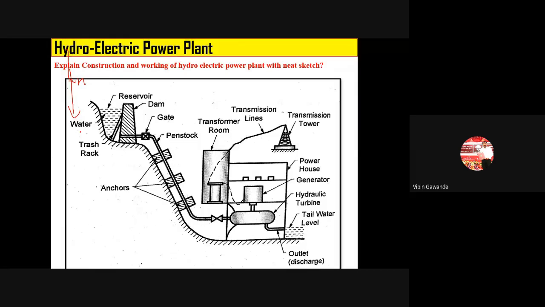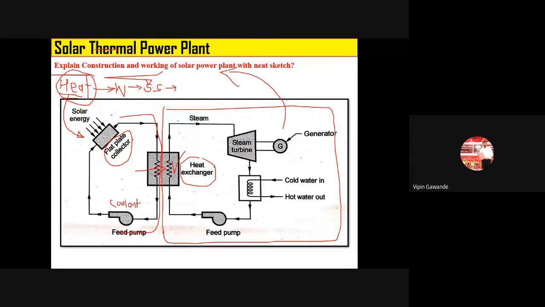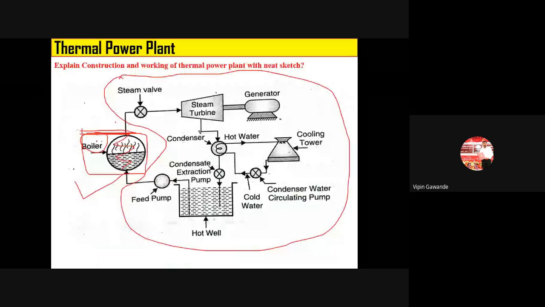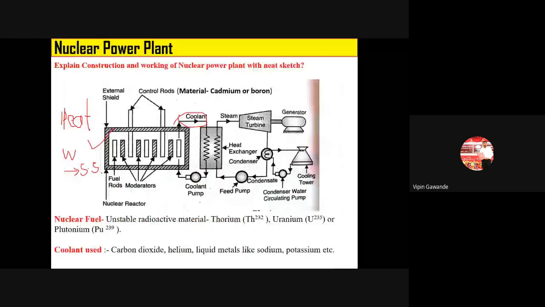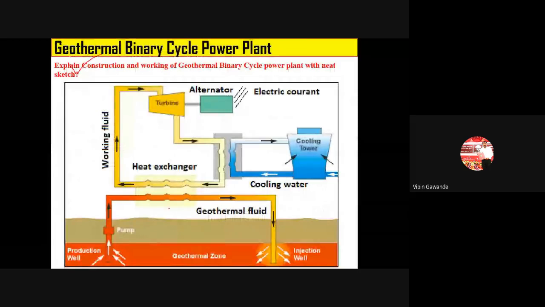So up to here, there are four power plants: geothermal, solar thermal, nuclear power plant and the thermal power plant. For these four thermal power plants, the diagram is the same. The right hand side diagram is the same, only the heat source is changing. Here there is a boiler, then a nuclear reactor, then a flat plate collector, and here the geothermal fluid. So for these four power plants, the diagram is the same, only the heat source is different, so you have to remember that.